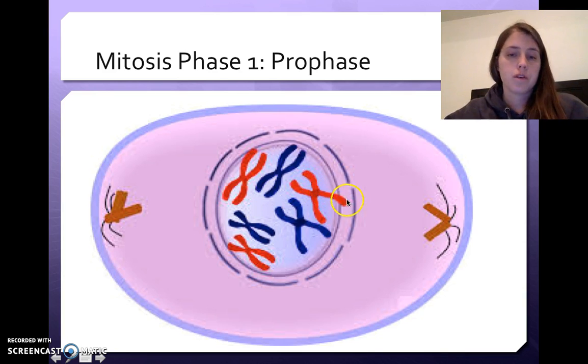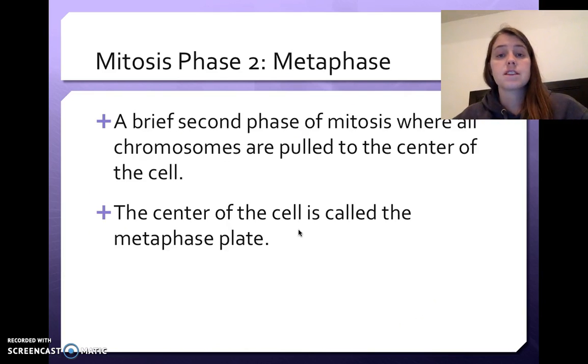Chromosome 3, copy of chromosome 3, and so on and so forth. And you'll notice that this is the nucleus and it's starting to break down. Also notice that the centrioles are sending out these little spindle hairs, and those spindle hairs are going to attach to the centromeres and get them all lined up for metaphase.